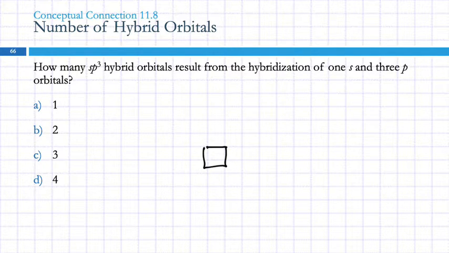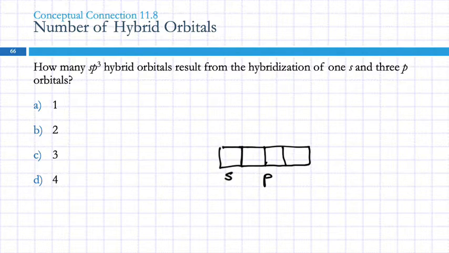So on the second floor of the hotel, here's the S room and the P room. This is 1 bed and 1, 2, 3 beds. If I hybridize these, if I put them all together, I break down the wall that's separating them. How many hybrid orbitals do I get? How many beds are there in this new room? 4. An S and 3 P beds, right?